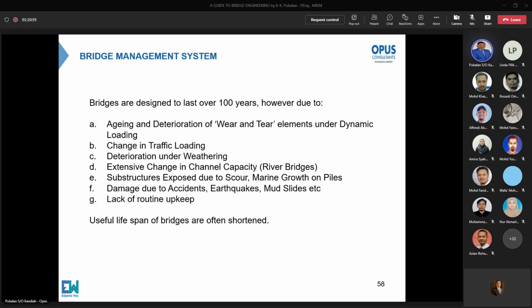So you need a management system. You need inspection, you have maintenance, you have rehab, you have improvement and so on. Okay. Then you can have scour, you can have marine growth and damage due to accident, earthquake and so on. So these are the components of bridge management system.